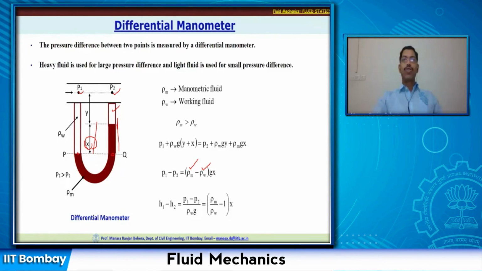Sometimes this pressure difference is also represented in terms of head difference. So to find out the head, we know that you have to divide by the unit weight of the liquid. So here we want to find out the head difference of the working fluid, within this fluid flow. So if you take the working fluid, that is divided by rho W G, then you will be able to get this expression: H1 minus H2 is equal to P1 minus P2 divided by rho W G, is equal to rho M by rho W minus 1 multiplied by X.